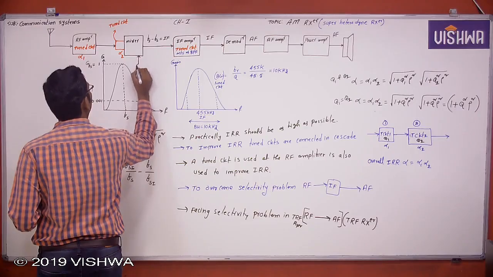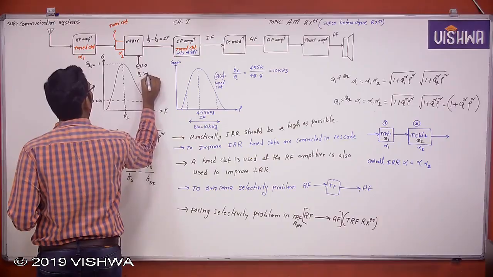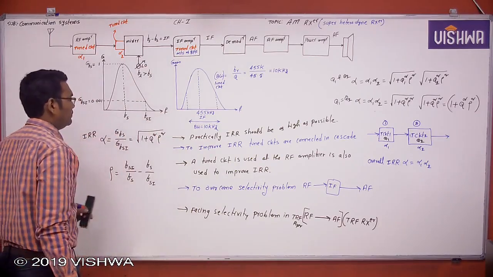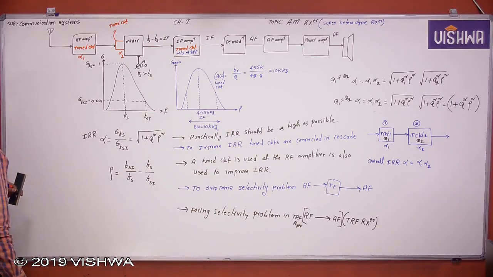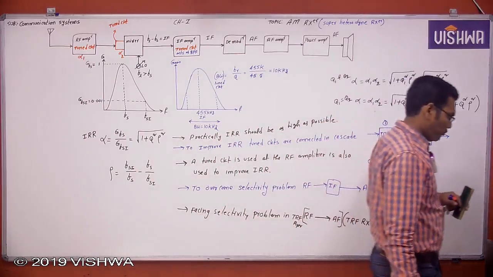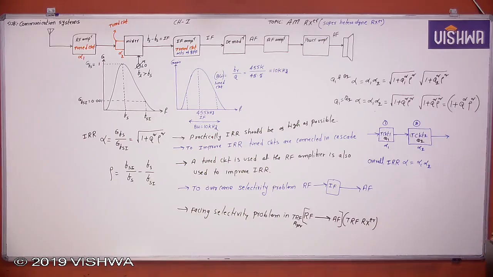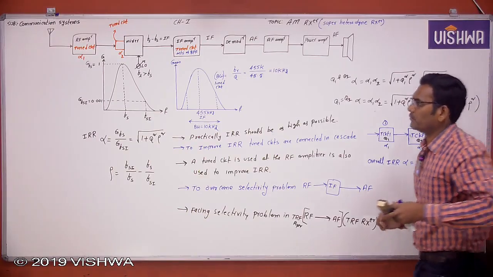Now this is the local oscillator. Down conversion is done here. Clear or not?